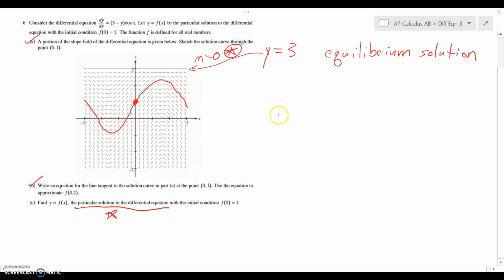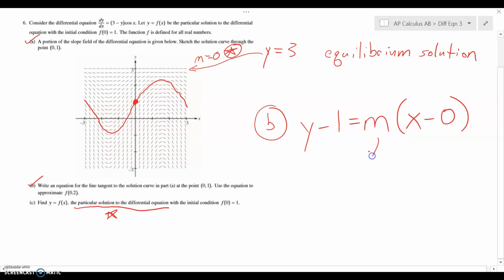So they've given us 0, 1. Well, so in part B, I'll just put part B over here. That means y minus 1 equals m times x minus 0. That's the structure, and then we just need to go in there and get m. We've got an equation for slope. So our equation for slope is dy over dx equals 3 minus y times the cosine of x. And we have a point on the curve that they want us using, 0, 1. So the slope or our derivative or our y prime or our dy dx, they all mean the same thing.